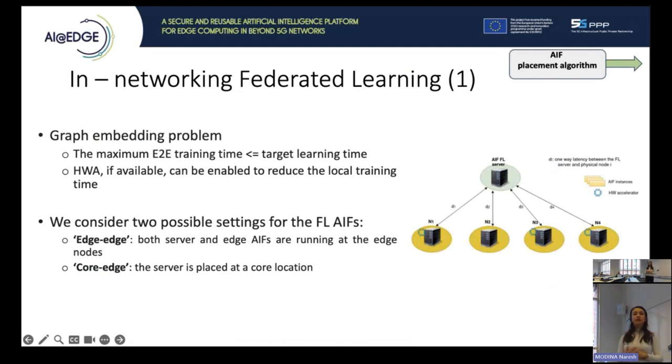The problem can be considered as a graph embedding problem. We have as a constraint to respect the end-to-end target time. We also consider that we have some hardware acceleration on some nodes, but we still need to do it in an intelligent manner, because choosing all the nodes with hardware acceleration might not be the best solution for the placement. We also consider for this setting two possible placements of the FL server. The FL clients are always placed at the edge network. But for the server, we have considered two possibilities: the first one is where the FL server is deployed at the cloud, and the second one is where the FL server is deployed at the edge.